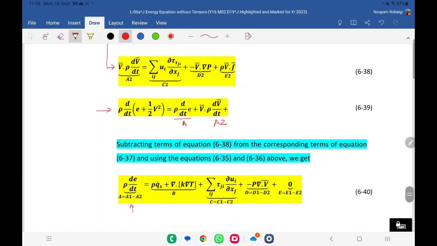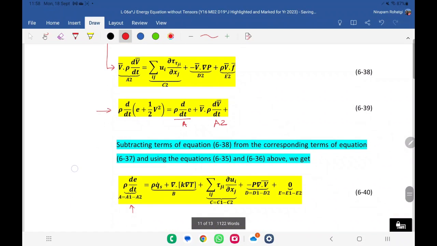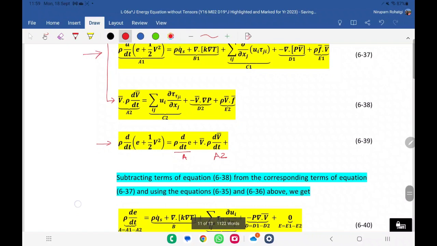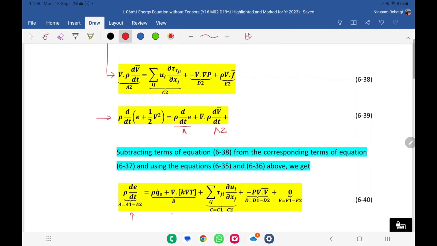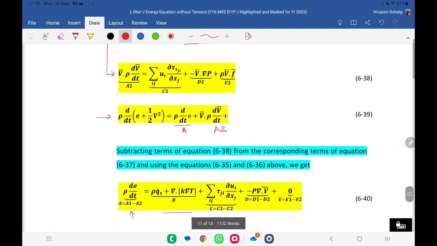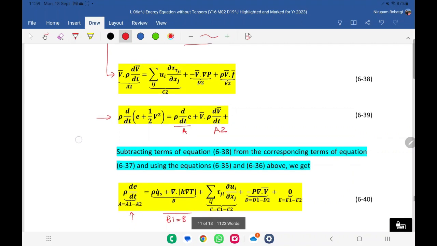You get A when you subtract this from A1. Okay. Now, what you have done, you have subtracted this from this. Now, this will remain as it is, the B term will remain as it is. This is your B term. So B1 comes as B. B1 and B are same.